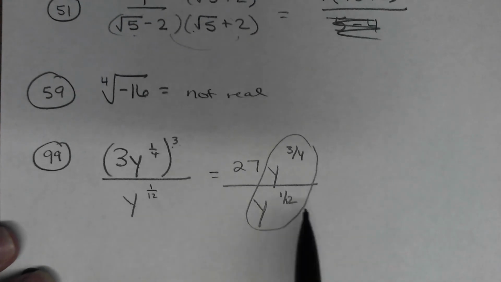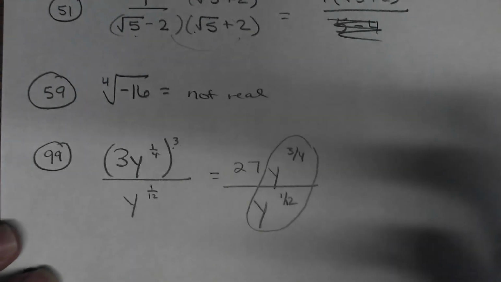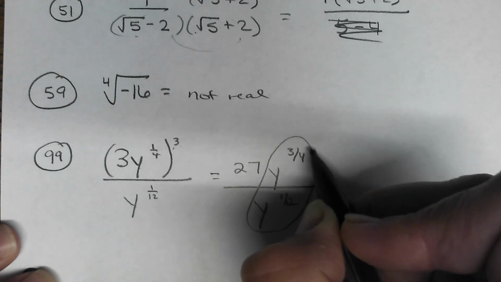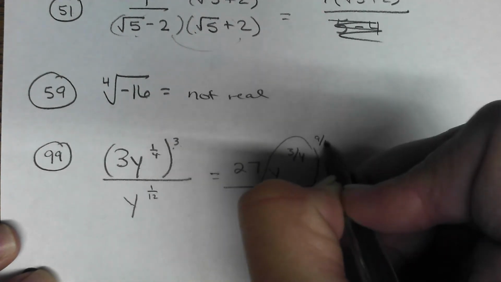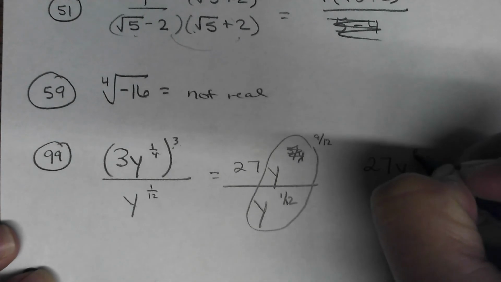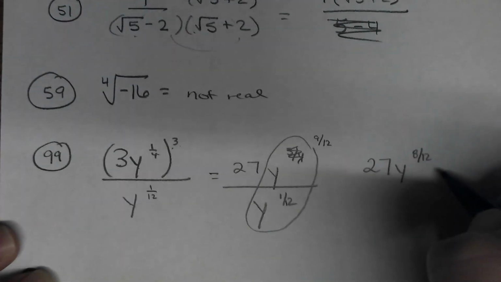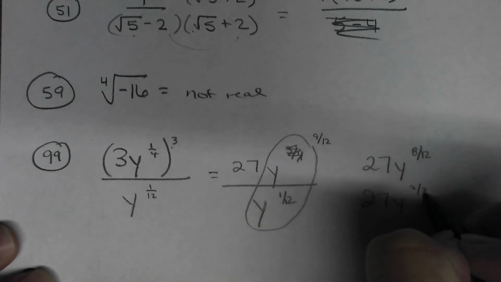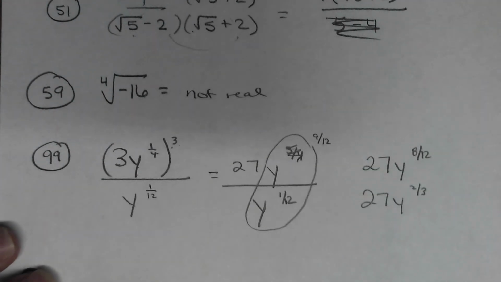So 3/4 minus 1/12. Common denominator. So get this to be, instead of 3/4, times 3 is going to turn it into 9/12 is really what that should be. 9/12 minus 1/12 is 8/12. And 8/12 reduces to 2/3. So 27y to the 2/3. Any questions on that?